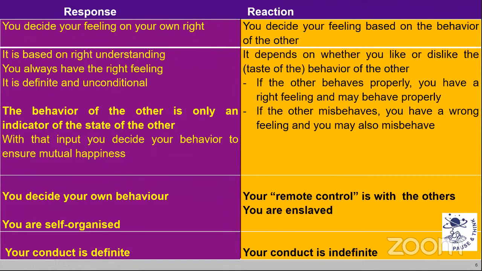You can be self-organized. But if we are just reacting to the other person, then the remote control is with the other person. The other person is deciding what kind of feeling I should have. And then I feel helpless. Then I feel that I'm enslaved, I'm dependent. Because then we keep finding fault and say the other person made me angry. So if we can see that nobody can make us angry, we create that anger within ourselves. We have the capacity to decide our feeling, and we can respond to the situation.